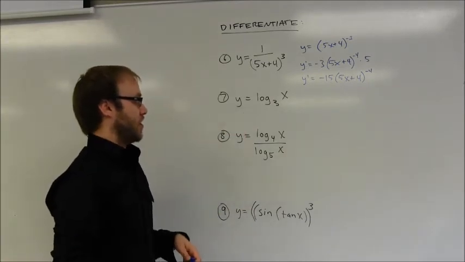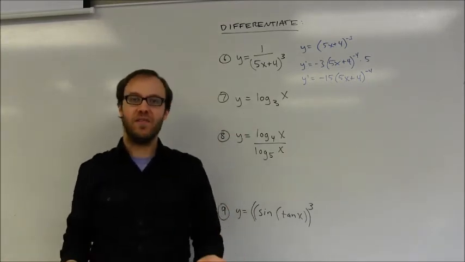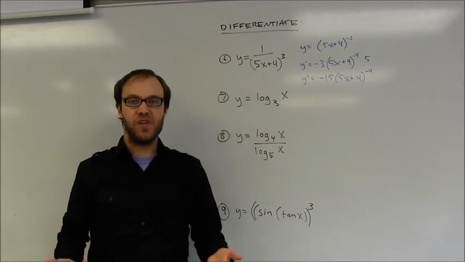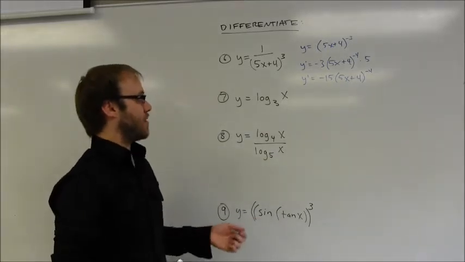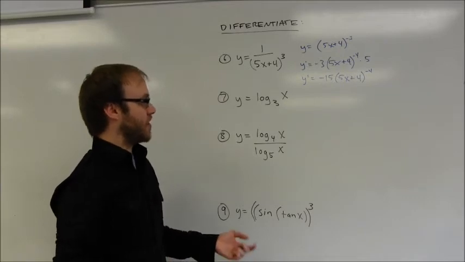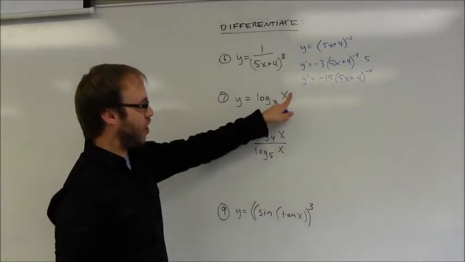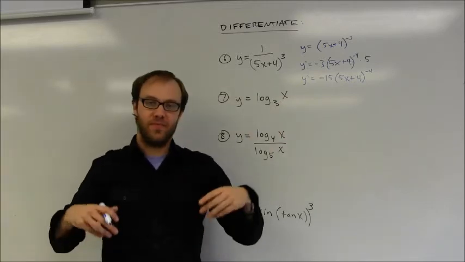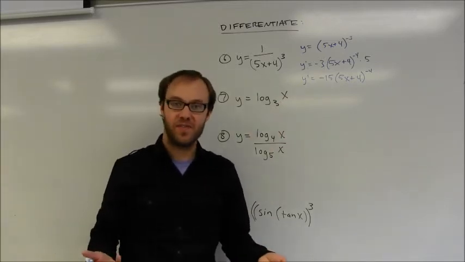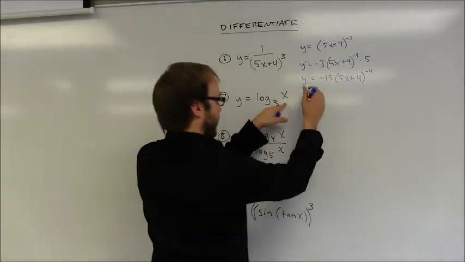Second example here is a log. In general, when you have logs, you can't do much with them directly, but you can change them to another form, and that's what I'm going to do in this case. I'm going to use the change of base formula. Change of base formula says that I can take the log of x divided by the log of 3, or for the sake of having simple derivatives to find, I'm going to take the natural log of x.